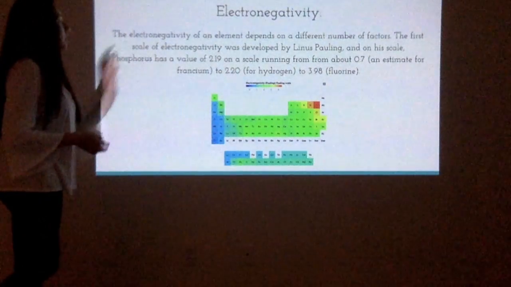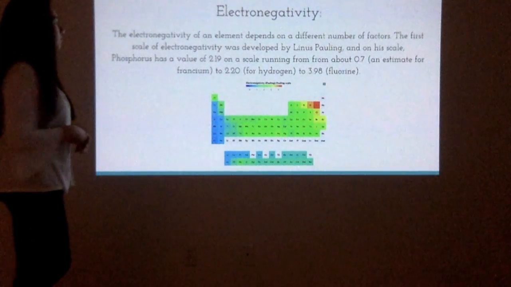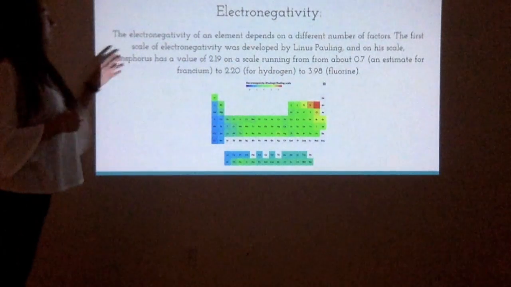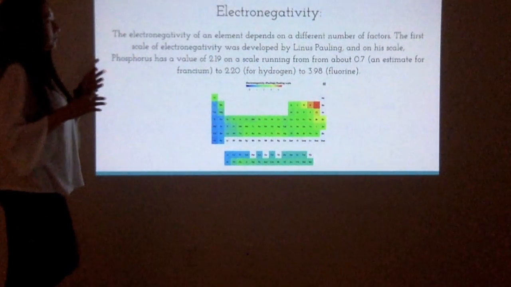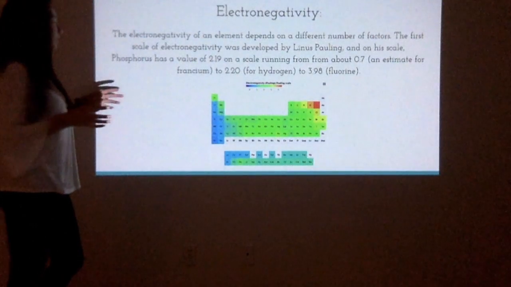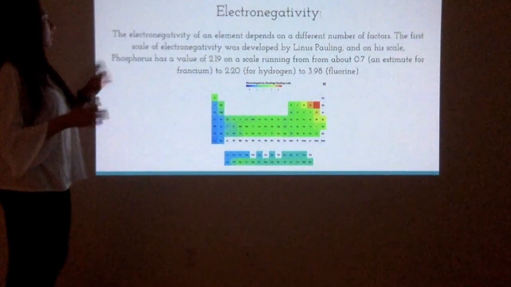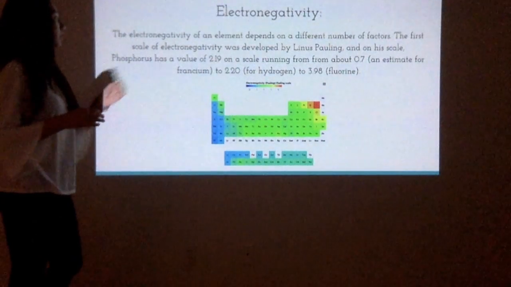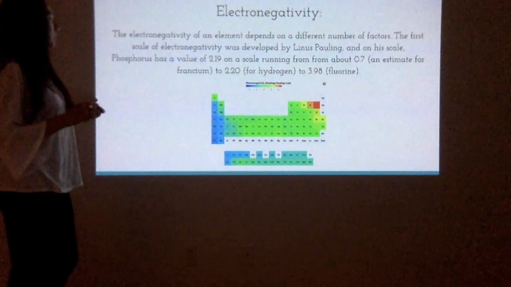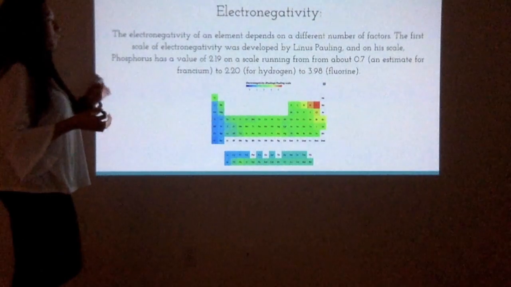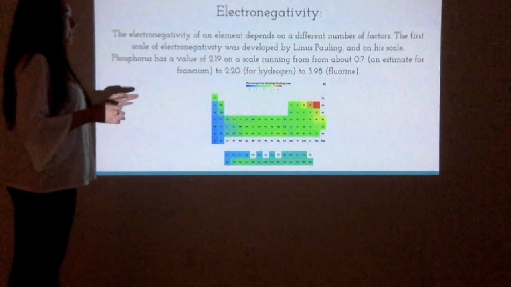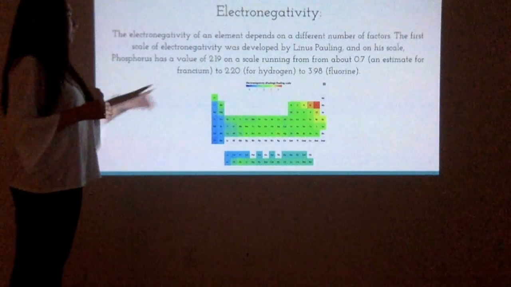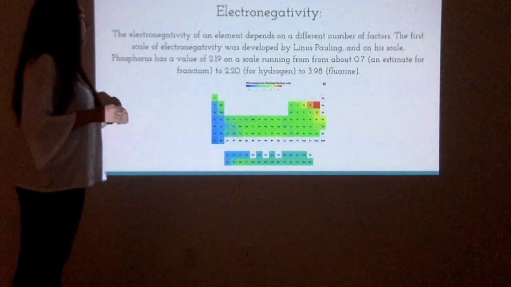So now we're on to electronegativity. Now, electronegativity of an element depends on a different number of factors. The first scale of electronegativity was developed by Linus Pauling, and on his scale, phosphorus had a value of 2.9, running from about 0.7 as an estimate for francium to 2.20 for hydrogen to 3.98 for fluorine.